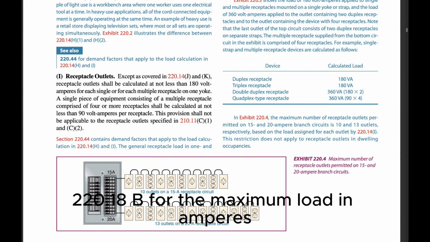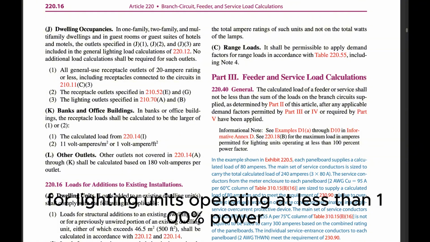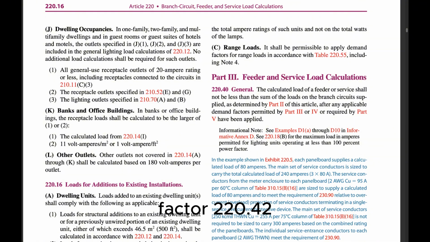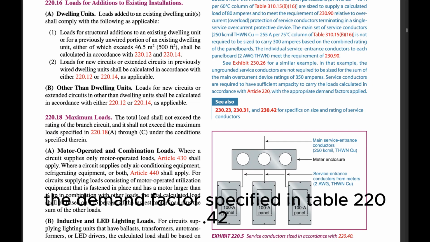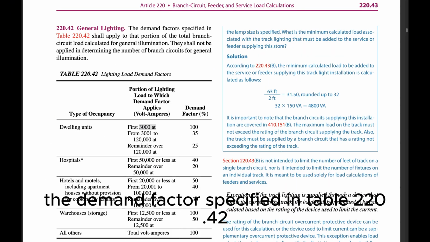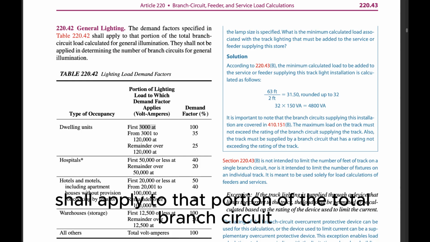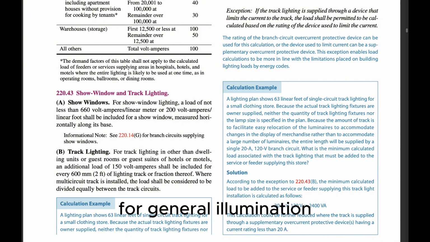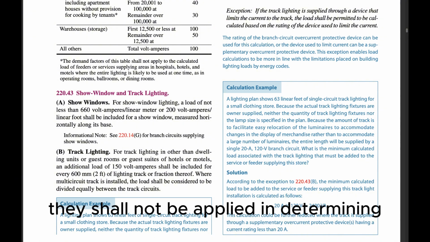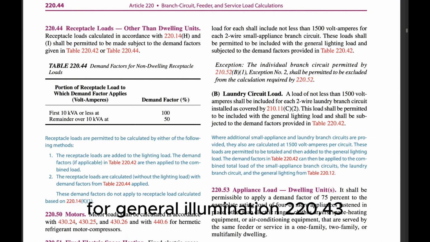See 220.18(B) for the maximum load in amperes permitted for lighting units operating at less than 100 percent power factor. 220.42 General lighting. The demand factors specified in Table 220.42 shall apply to that portion of the total branch circuit load calculated for general illumination. They shall not be applied in determining the number of branch circuits for general illumination.